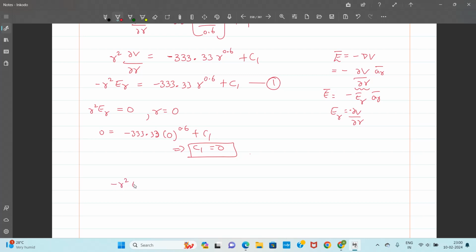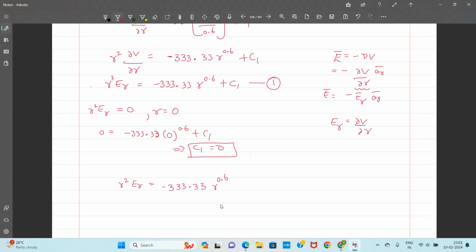I have minus R square ER that is equal to minus 333.33. If you compare the two equations, we find that ER is equal to dou V by dou R. So here there is no need for negative sign. Instead of dou V by dou R, you just have to put ER here. There is no negative sign here, okay, on this side. And now if I put the C1 value, C1 is anyway 0, so I don't have to include anything. Okay, this is what I have.